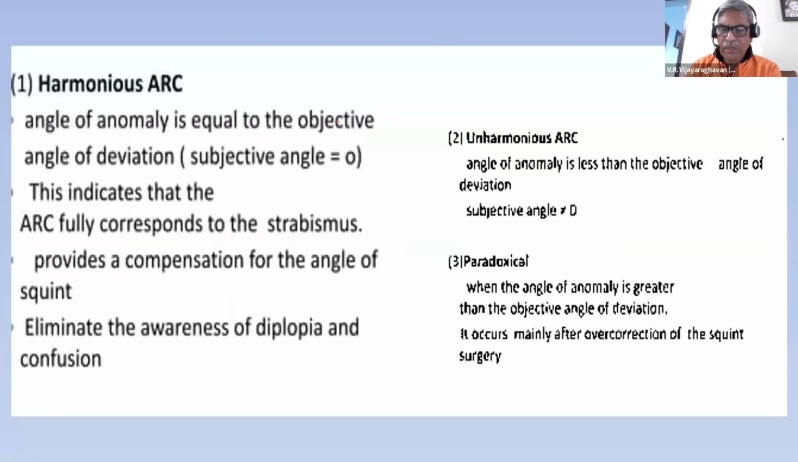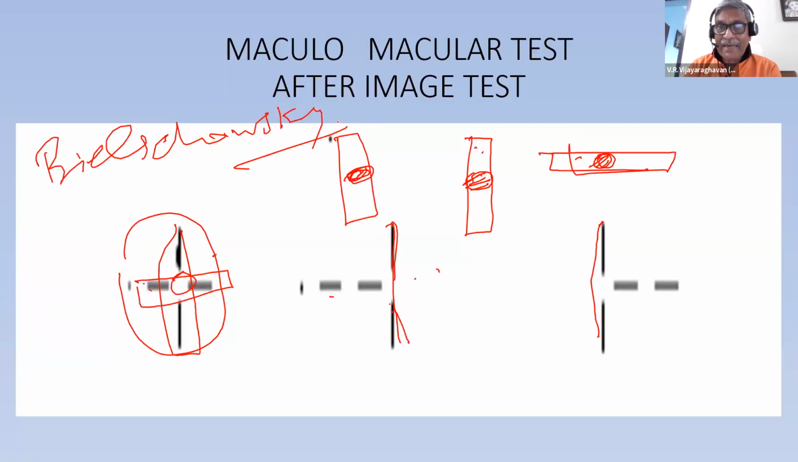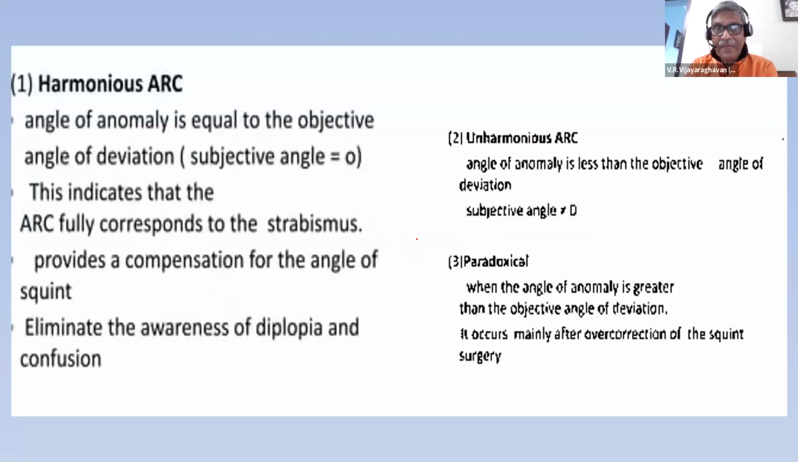One more thing is there. If ARC is there, I can find out even with the synoptophore. Synoptophore instruments are used to find out whether ARC is there or not, and whether the ARC is harmonious. I'll tell you what harmonious is. It fully corresponds to the strabismus, the squint completely. That means crude binocular vision is there for the patient. That's called harmonious. Now I'll tell you what happens.